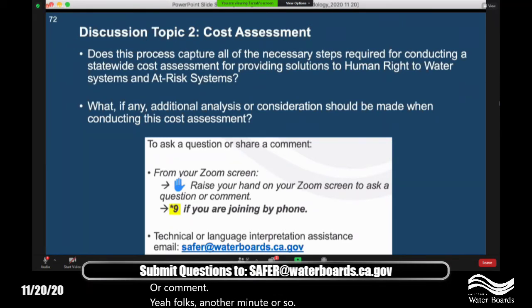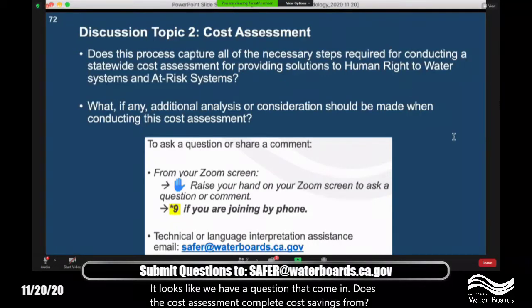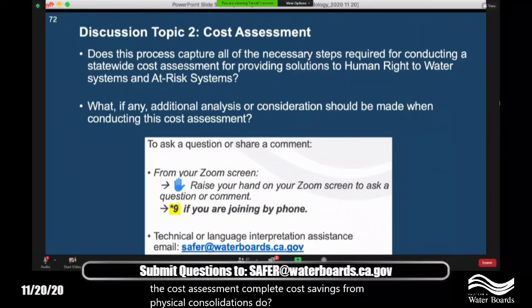Looks like we have a question that's come in. Does the cost assessment capture cost savings from physical consolidations due to the elimination of some of the existing overheads? Tara?